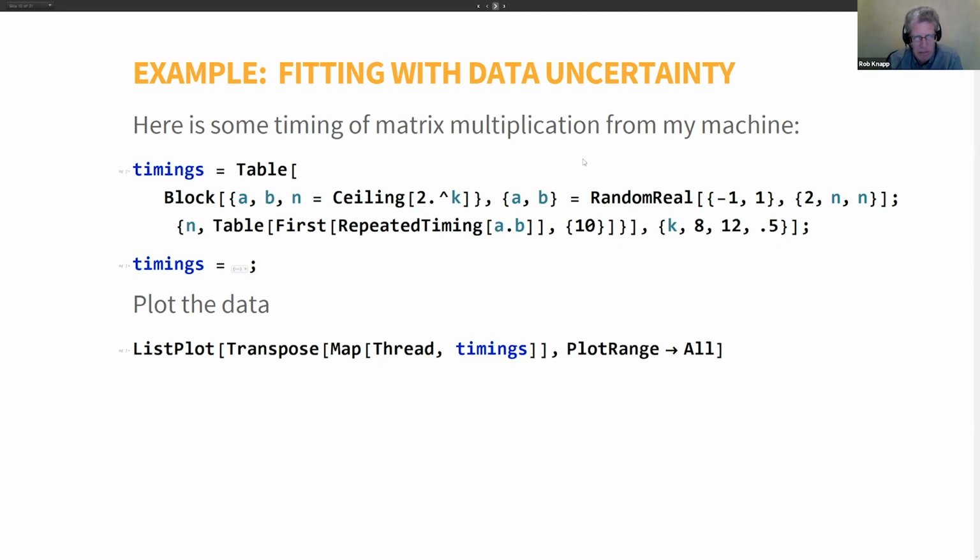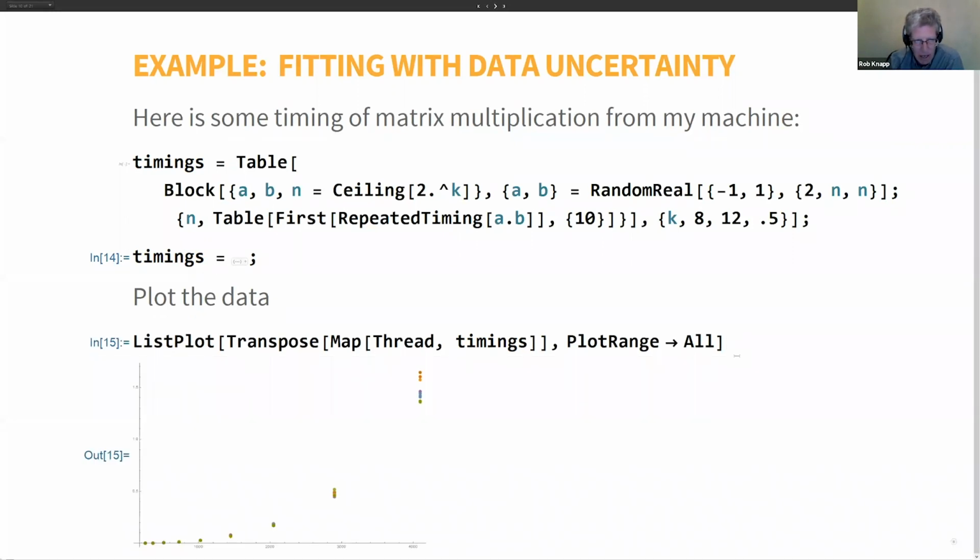So what I did is I timed matrix multiplication on my machine, and for each matrix size n, I did 10 different timings and collected data from that. I've got that stored in the notebook. Rather than making you suffer through waiting for that to come out, I've collected that in advance. And here's a list plot of those timings. So what I'd like to do is find the approximate complexity of matrix multiplication within the Wolfram language.